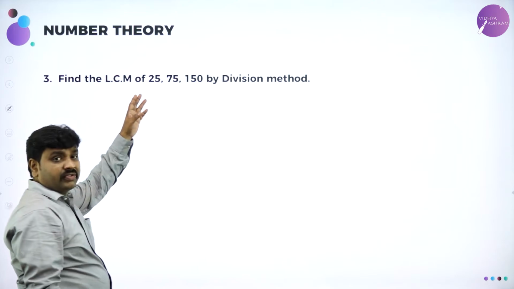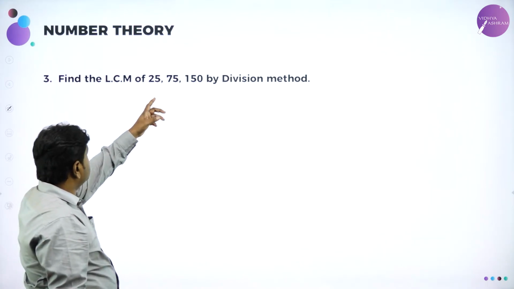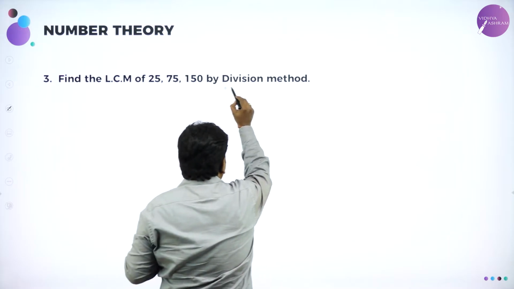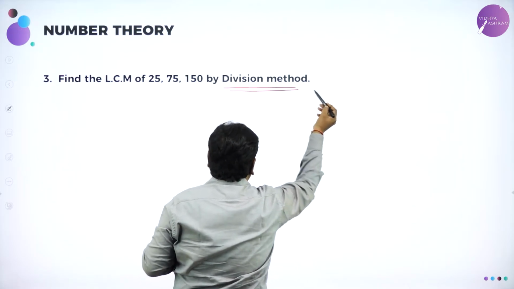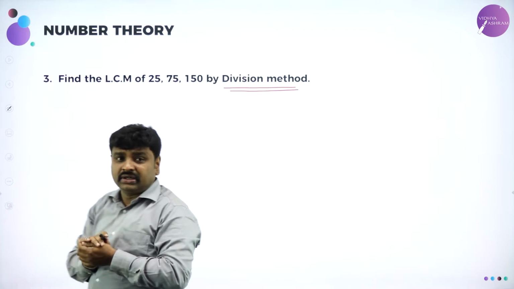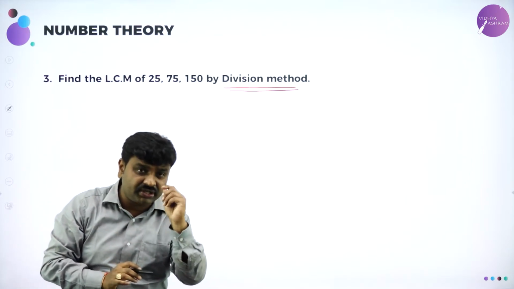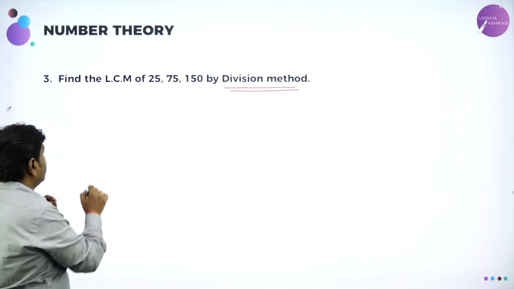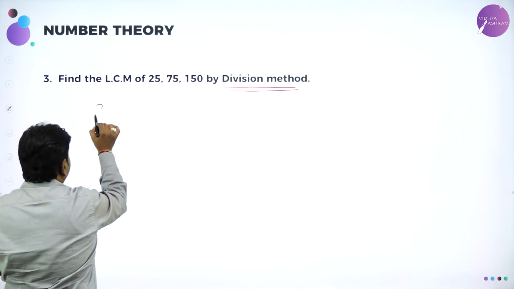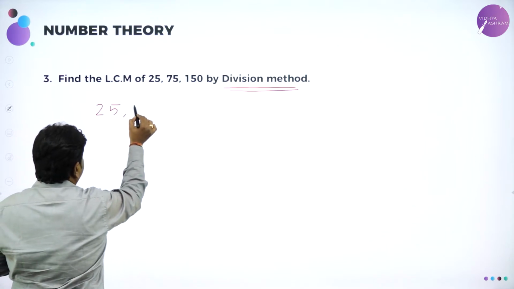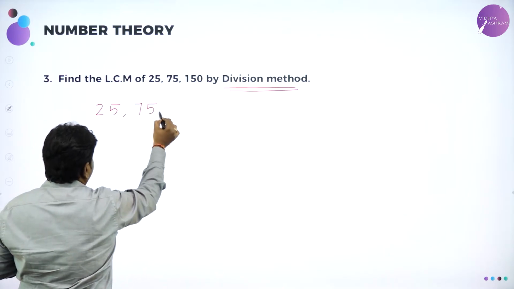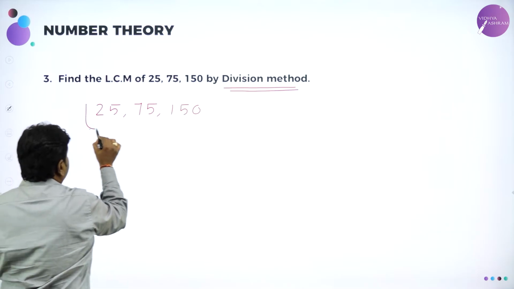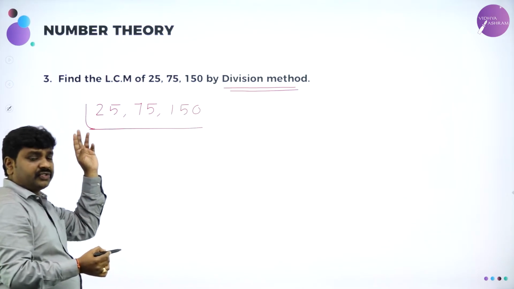Find the LCM of 25, 75, 150 by the division method. See, till now we have done the factorization method. Now they are asking you by what method? Division method. They mention you to find the LCM of 3 numbers by the division method. What is the division method? Write the given numbers in a horizontal row. So they gave 25, 75, 150. Write them in a horizontal row and pick a prime factor which will divide all 3.